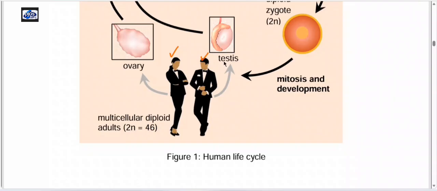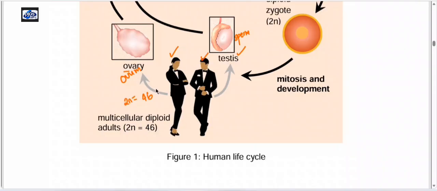Remember that meiosis takes place in the testes for production of the sperm. And in the females it takes place in the ovary for the production of the ovum. So as humans, how many chromosomes do we have? We have 46. So we are multicellular, we are diploid, 2n.